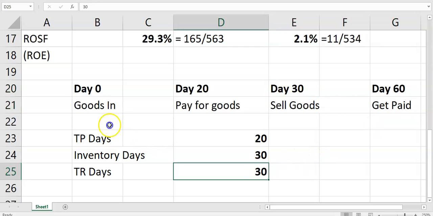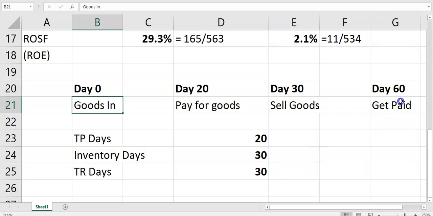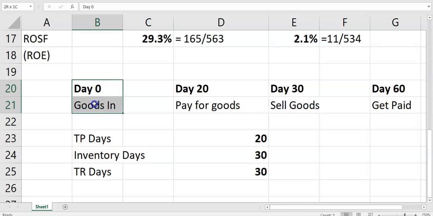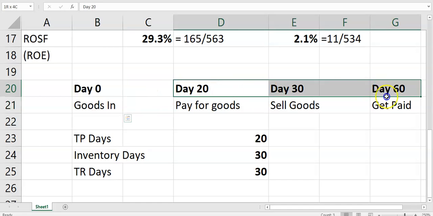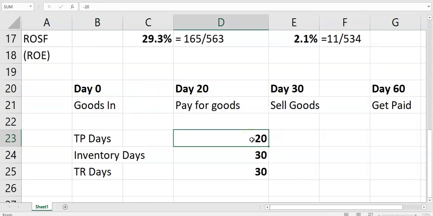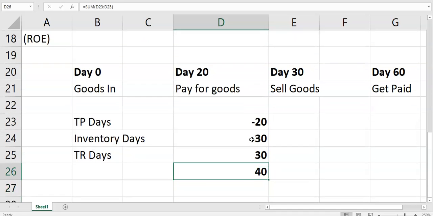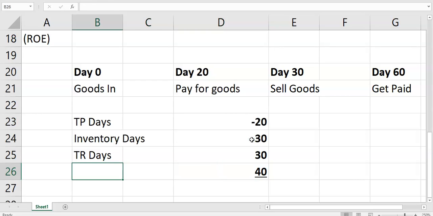So that means from when we get the goods to when we get paid, it's 60 days in total. But the benefit, and that helps your cash flow, is if you don't have to pay for those goods up front, that delays this portion. So that's why we take away trade payable days. So in this example, what we call the working capital cycle, otherwise known as the cash conversion cycle, is 40 days.